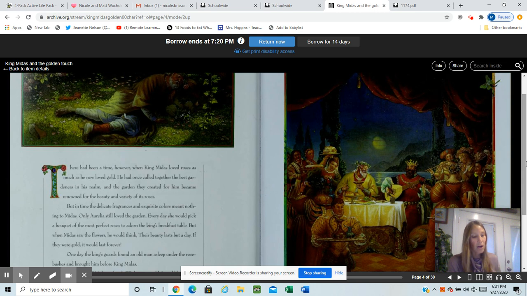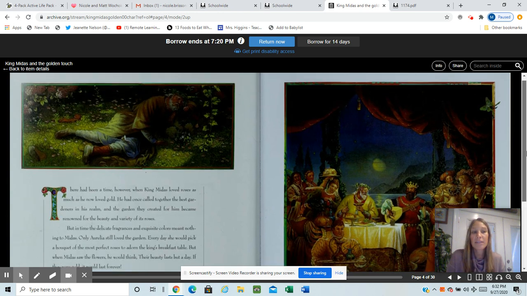One day the king's guards found an old man asleep under the rose bushes and brought him to King Midas. Unbind him, that means like unhook him, Midas ordered. Without my gold, I would be as poor as he. Tonight he shall dine with me. So that night the old man sat at the king's table, where he was well fed and entertained by the king himself. And after a good night's sleep, the old man went on his way. So you can see the old man in the rose bushes.